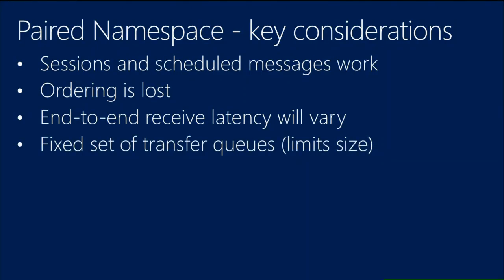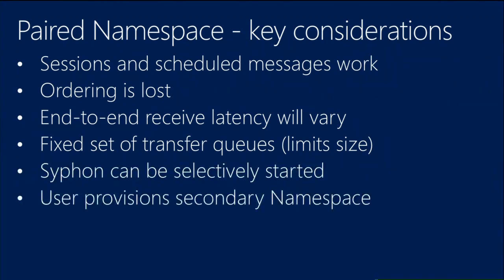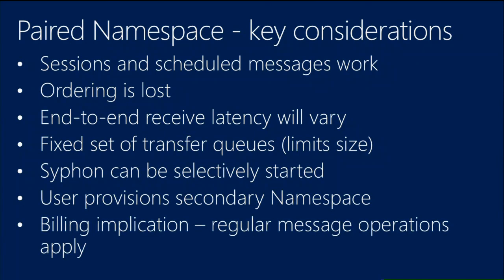You have a fixed set of transfer queues, which limits the capacity of that. And do you own this? And of course, there's a billing implication, because all these transfers cost message transactions. If we give you higher resiliency, something you can control as a feature, obviously we need to get some money for that, because more features, more money.